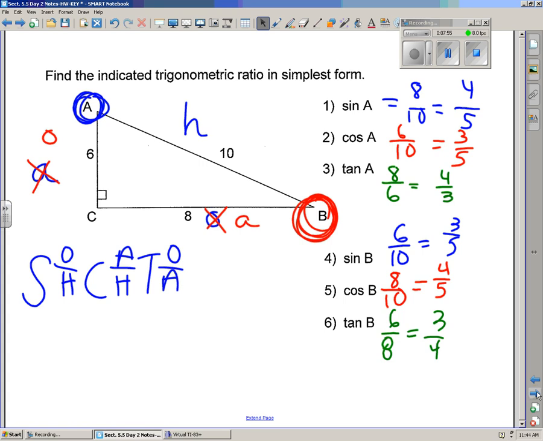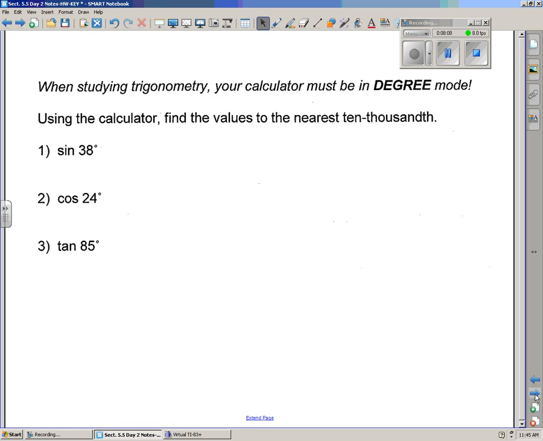So now what's happening is we're going to actually have you calculate just sine, cosine, and tangents. So we're having you calculate the ratios, and then we're also going to have you calculate the missing angles given the ratios. So when you study trig, your calculator has to be in degree mode. Degree mode is huge. If you're not in degree mode, all of your answers are going to be wrong because we're dealing with angle measures, and angles are measured in degrees.